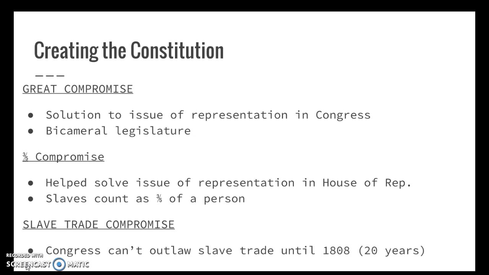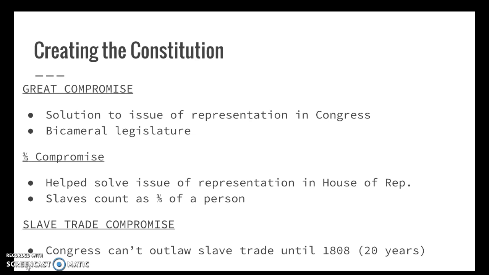It was hard for them to create this new constitution because the delegates from the different states had different ideas. People from Georgia had different desires and ideas than the people from up north in, let's say, New York. So they had to compromise in order to create the Constitution and create the new United States. A couple of the big compromises are right here on this page. You had the Great Compromise, which was a solution to the issue of representation in Congress.